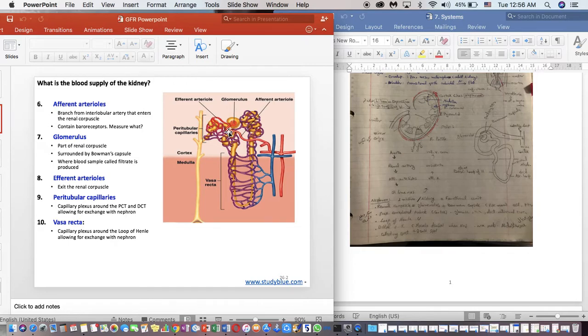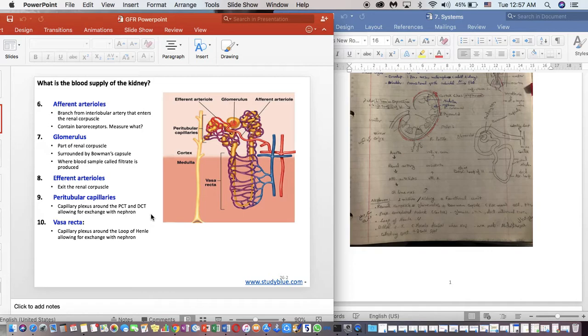Okay, so after this we have the efferent arterioles, which exit. Both start with E. And we have peritubular capillaries. Peri means around, tubular means tube, so they should be around the tube. What is this tube? It's the PCT, proximal convoluted tubules. Proximal means near, and distal convoluted tubules, and this allows for exchange with the nephron.